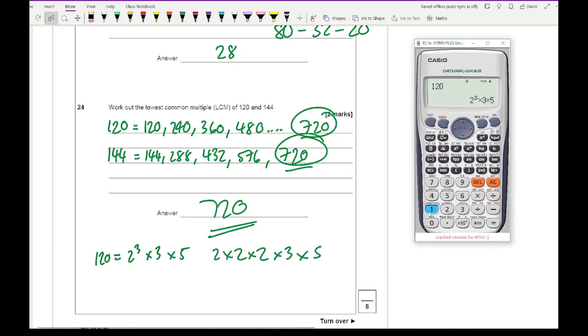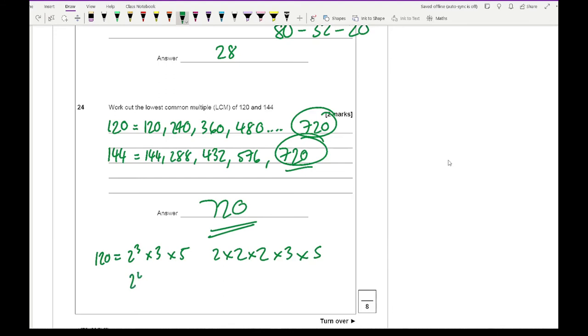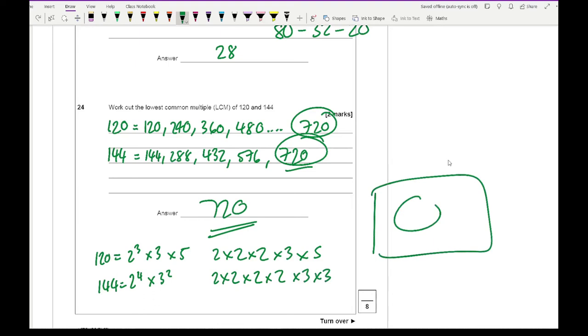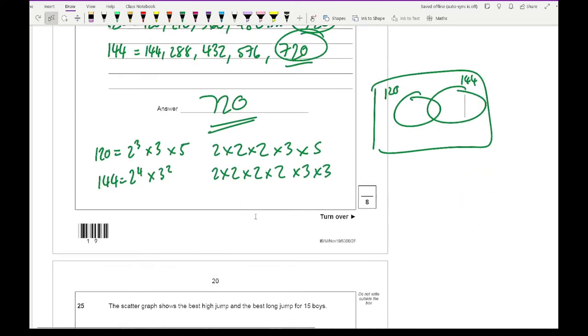And then 144 shift fact is 2 to the power 4 times 3 squared. So again, I've got 2 times 2 times 2 times 2 times 3 times 3. And then obviously I can use my Venn diagram to work out what numbers go in which. And then for the lowest common multiple, I just multiply the numbers that are in the two circles.